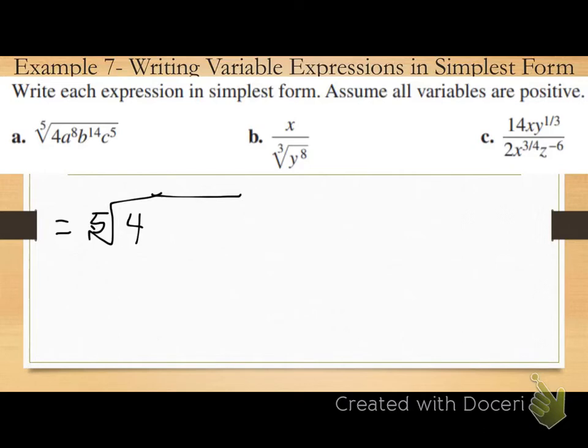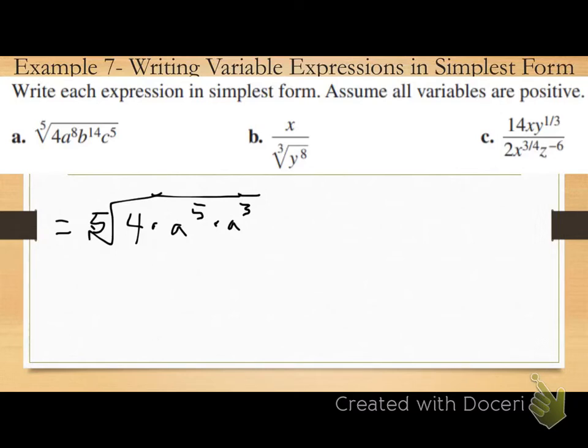Can I break a to the 8th down into anything that I can take the fifth root of? You take it apart, like split it. What would I split it into? It'd be a to the 5th and a cubed. Very good. I found the next multiple of 5 below 8. Does everyone agree that the multiple of 5 that's below 8 is 5?